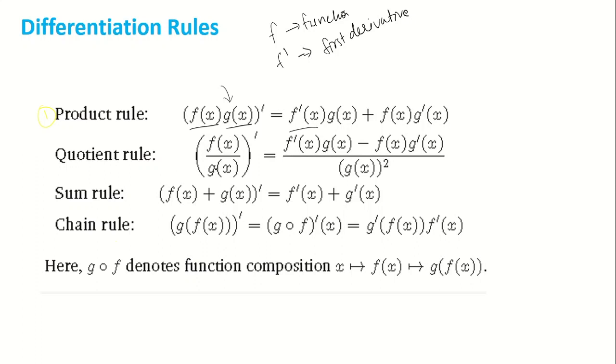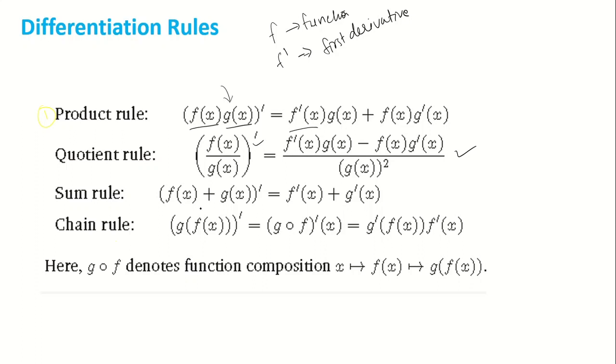Then the quotient rule: if one function is represented as a ratio, in the form of a division of two different functions, and you want to find the derivative, what we do is f dash x g of x minus f of x into g dash x, divided by g of x the whole square. This is the rule we have to apply.